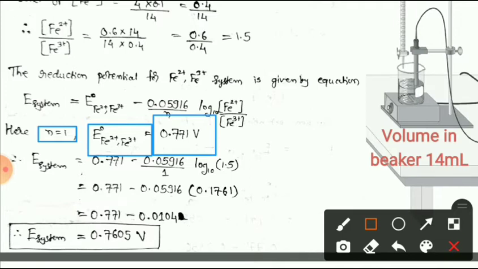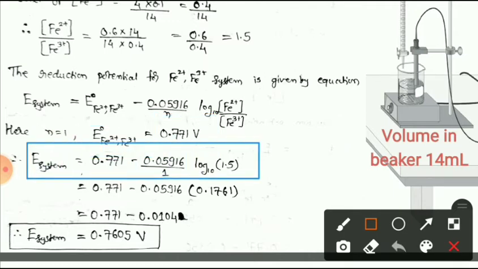So we just have to substitute these values in the above equation. We will get E system equal to 0.771 minus 0.05916 divided by 1 into log of 1.5. Now this 1.5 is nothing but the ratio of the concentrations.